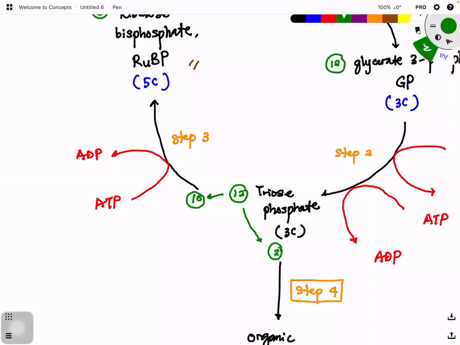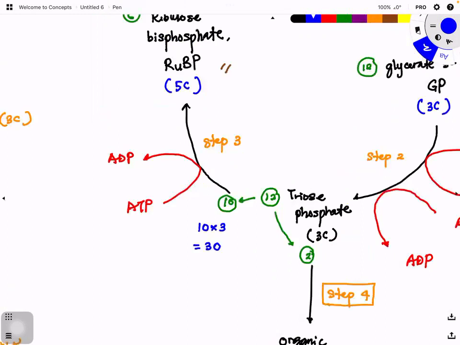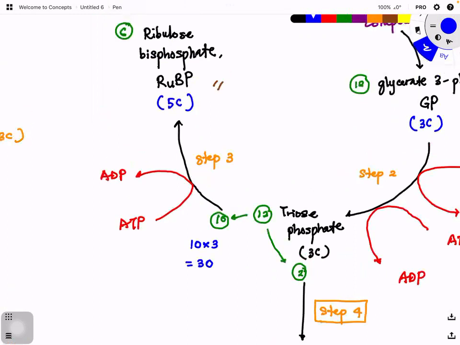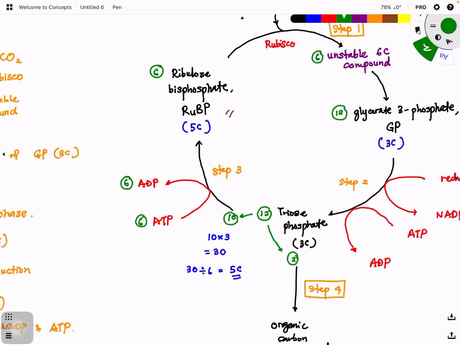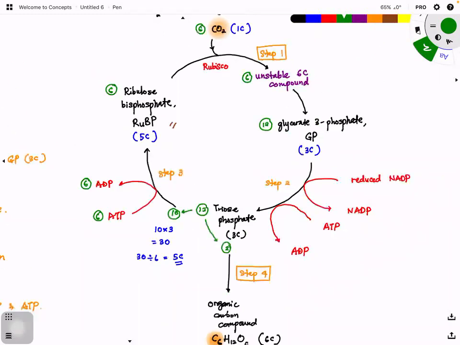And you look at these guys, okay, 10 molecules. Each molecule has 3 carbon, so in total we have 30 carbon. Can you see that? So 30 carbon, you divide it by 6, you will get back 6 molecules of ribulose bisphosphate. Clear or not? 30 divided by 6, so you get back the 5-carbon compound ribulose bisphosphate. And this process again requires 6 molecules of ATP. Can you see that? So this is a complete process of the Calvin cycle. Okay, so you can take a photo.